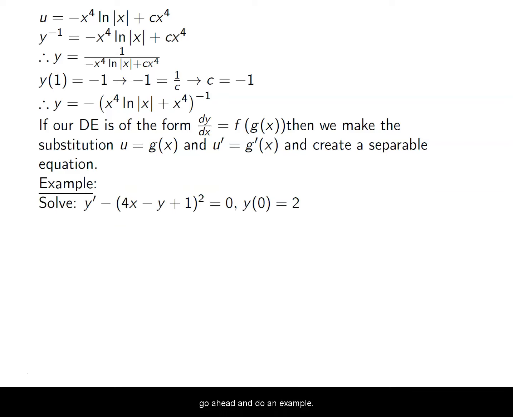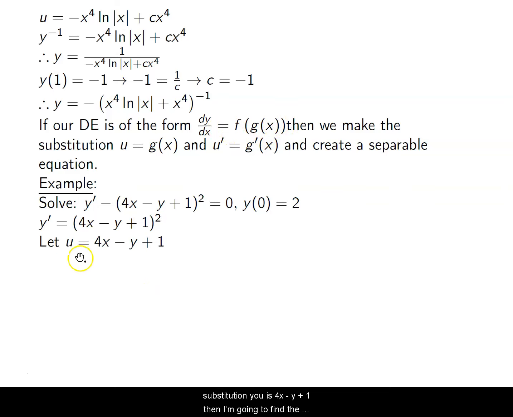Okay, so let's go ahead and do an example. Here I have y prime minus 4x minus y plus 1 squared equals 0. Y prime, or I'm sorry, y of 0 equals 2. So it's very clear here to see what my function is. Okay, so that's going to be my u, right? So I move everything over so that it's in the correct form. I make that substitution. U is 4x minus y plus 1.